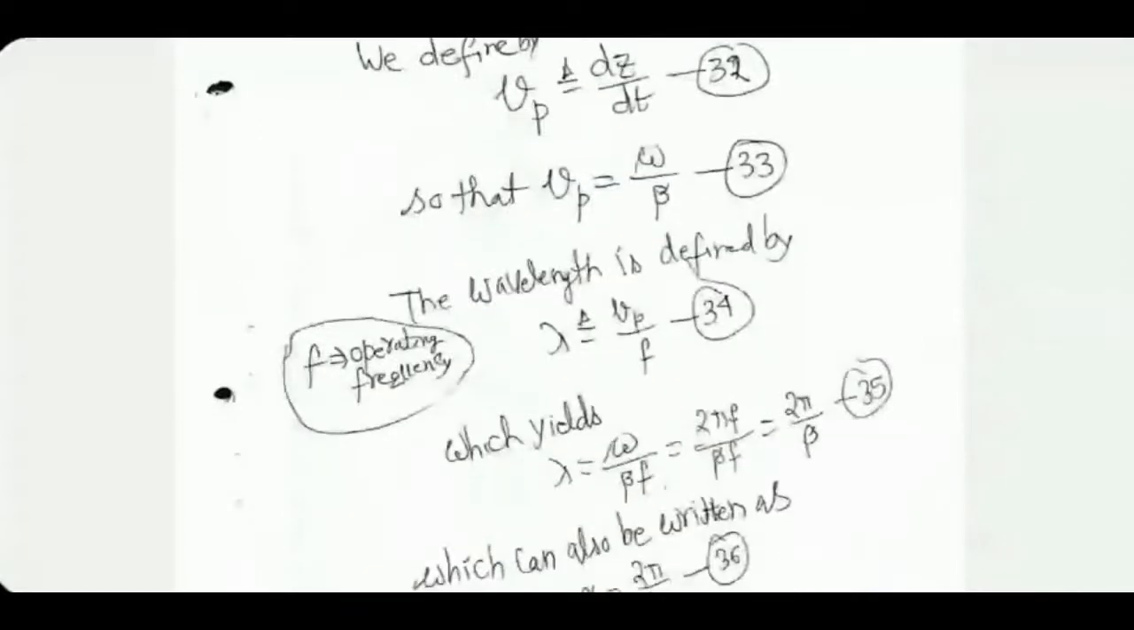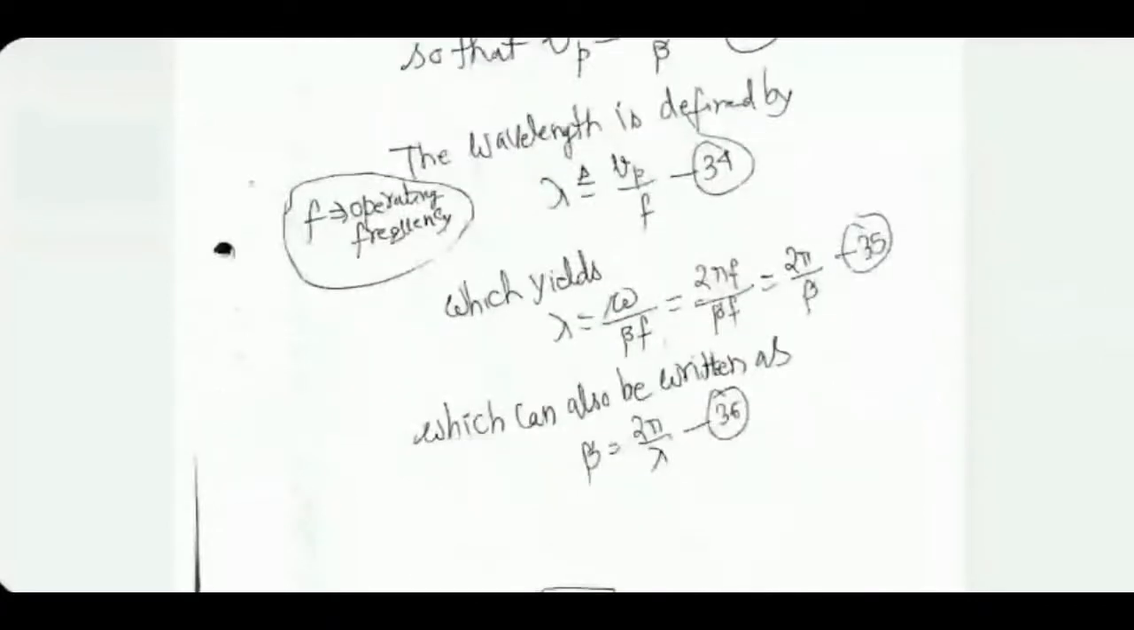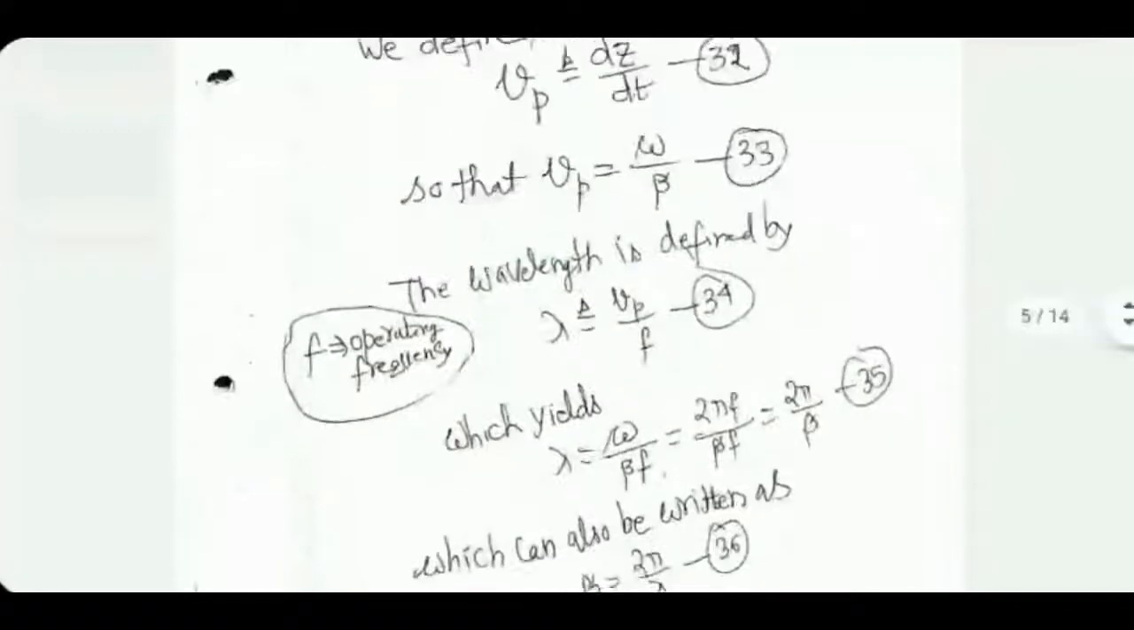And of course, phase velocity divided by frequency will give us the corresponding wavelength, which is Vp divided by f. Vp is omega divided by beta, and omega is 2 pi f. So lambda can also be written as 2 pi divided by beta. These are well-known equations, even in low frequency signals. Beta is 2 pi divided by lambda. Vp is omega divided by beta. That is something new here.